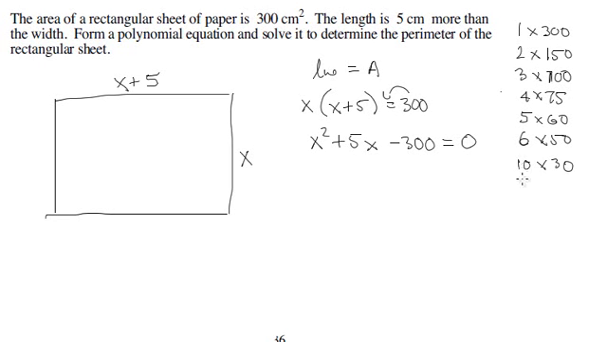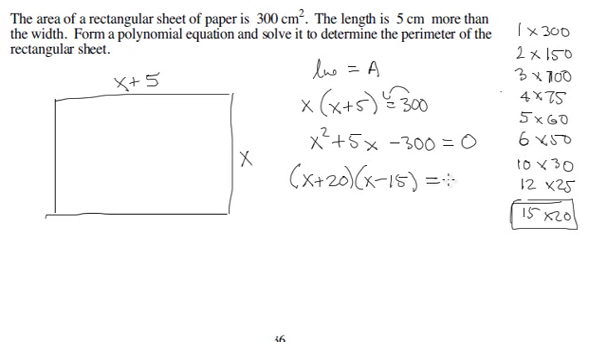11, no. 12 goes in 25 times. 13 doesn't go. 14 doesn't go. 15 goes in 20 times. Hello. These numbers differ by 5. If we use x plus 20 and x minus 15, that should give us what we need here. So there it is factored.